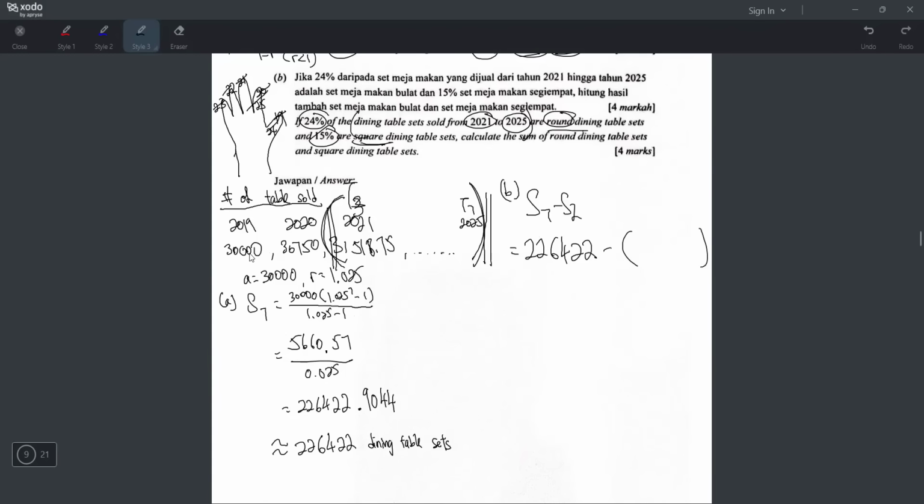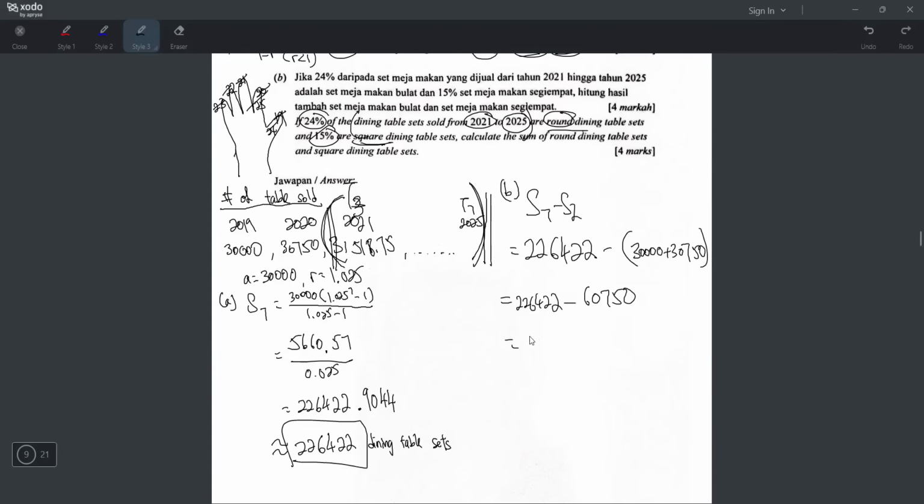Since I have the first two terms already, I will just take the two terms and add together. 30,000 plus 30750. But of course you have to put a bracket, because you have to plus first, right? So you get 60750 here, because the sum of the first two terms is this. So the 226422 is the sum from here to here, but I minus these two to get the remaining balance, because that's what I want. I'm looking for the third year until the 7th year. So let's press this and see what we get. 226422 minus 60750. Okay, it's 165672.